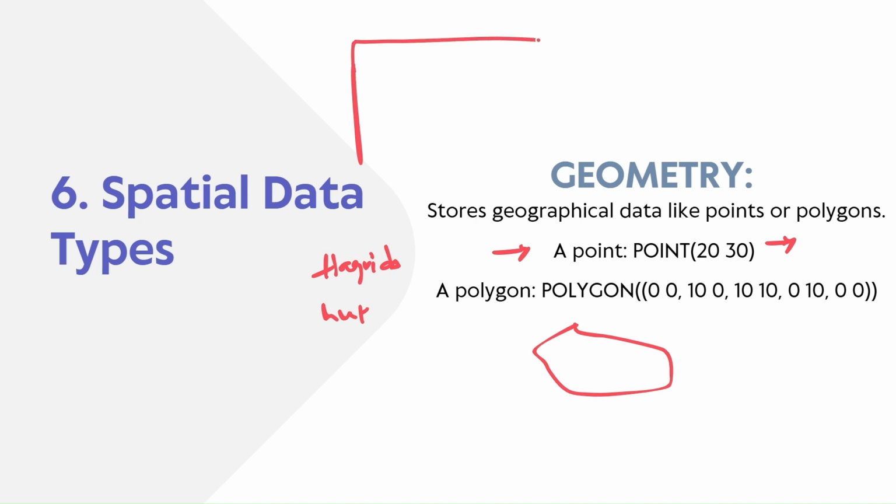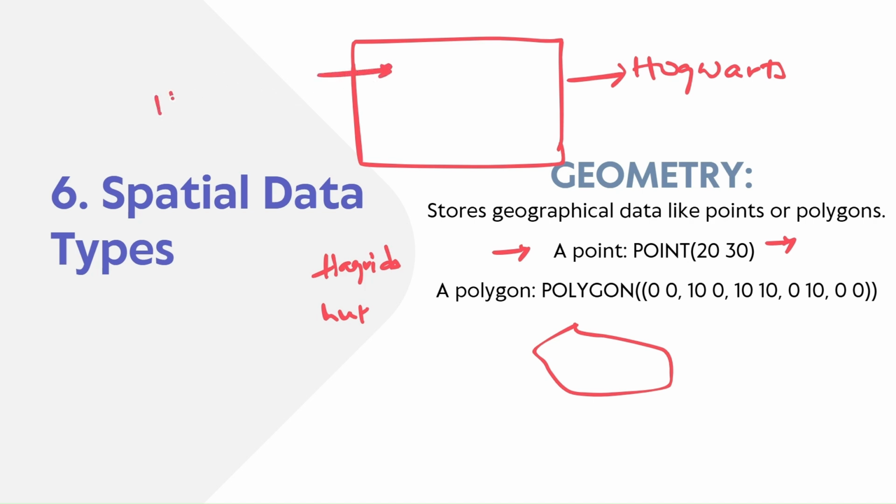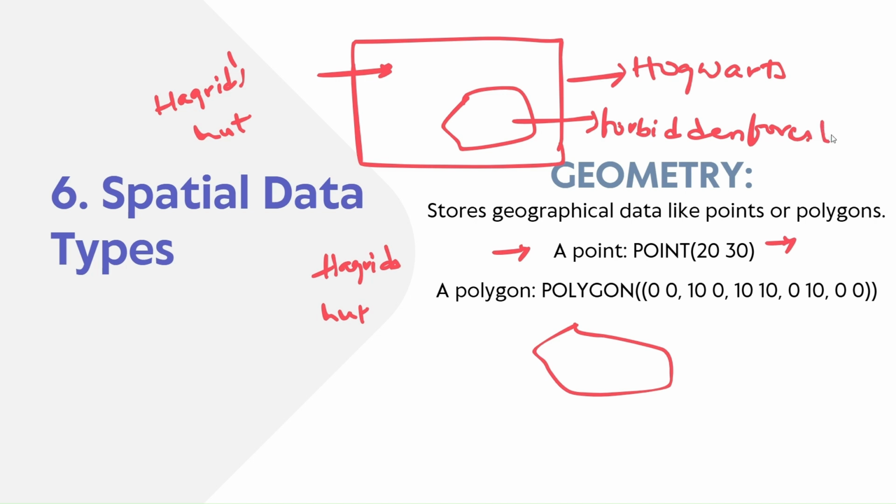All right. Suppose let's say this entire space is Hogwarts. Now, this is the point here. All right. That is 20, 30. So this point is the coordinates for Hagrid's hut. All right. Now this polygon, let's say after plotting this polygon, I got something like this. This polygon is going to be the Forbidden Forest. So you can say that in order to store geographical data like points or polygons, we use spatial data types.